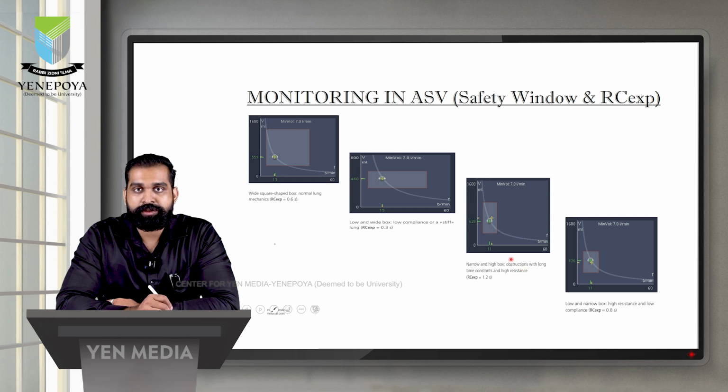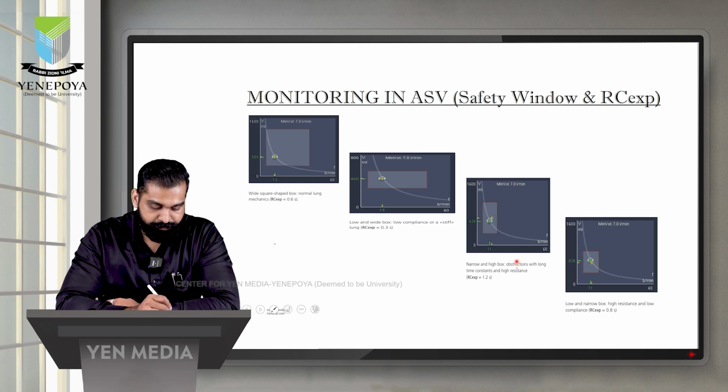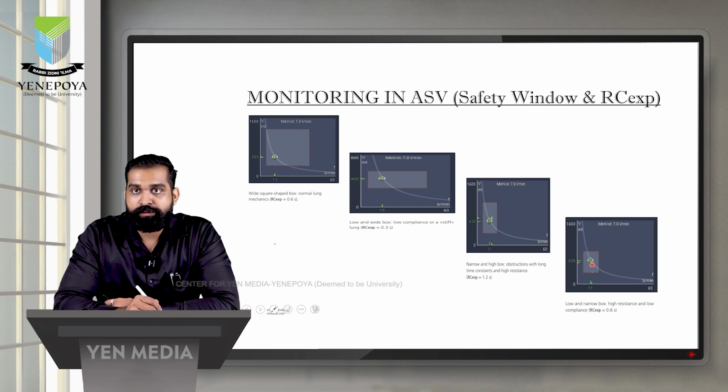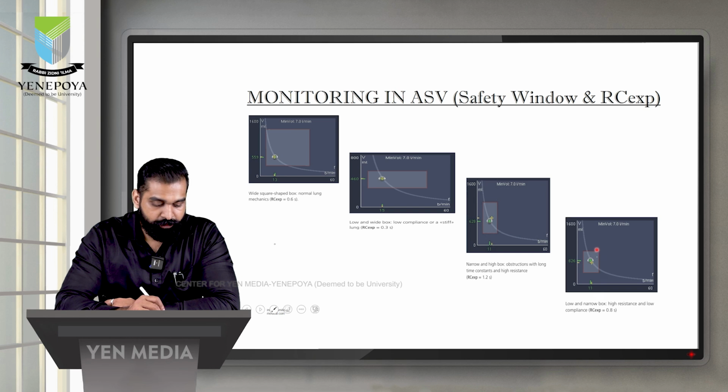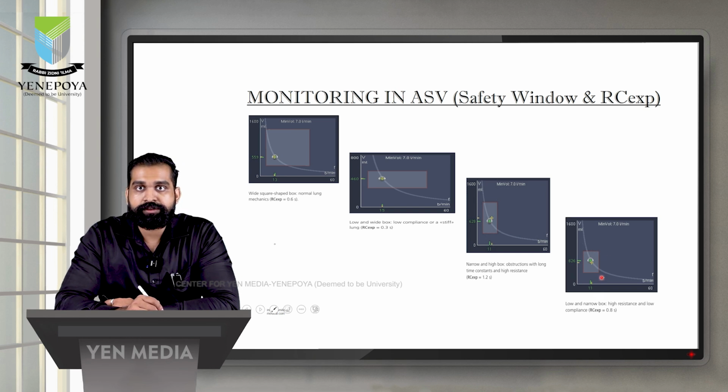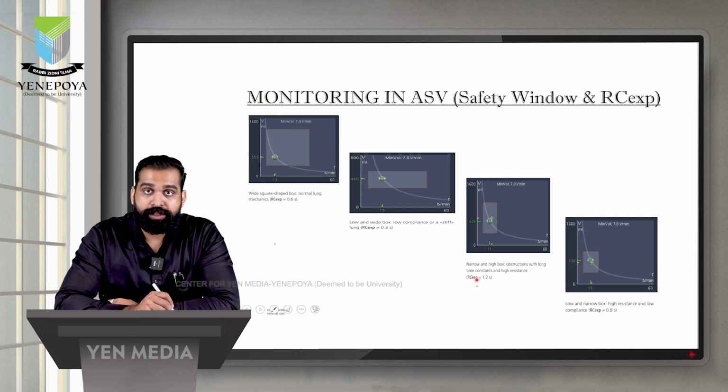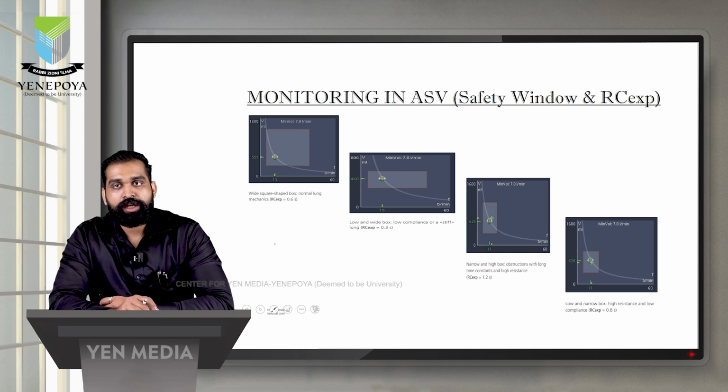So a narrow high box shows you that the patient might have an obstructive pathology of some sort, or maybe something wrong with the artificial airway. So high resistance because of the artificial airway, secretions, tube bites, kinks, or maybe you are ventilating a patient with obstructive pathology, bronchospasms, COPD patients, etc. Now if you see a low narrow box, you're ventilating a mixed pathology where there is high resistance and low compliance. So you can see how easy this is just by looking at the shape of the lung safety window and referencing the expiratory time constant along with the lung safety window. Just at a glance, you're able to understand the type of lung that you're ventilating.